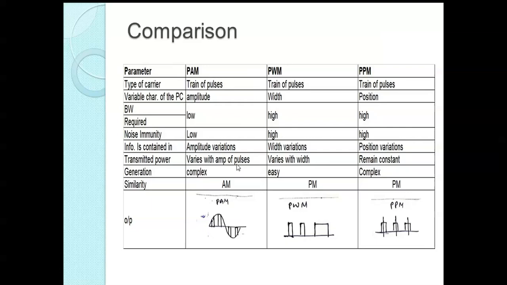So the amplitude varies, the width varies, and the position varies. Here it varies with the amplitude of the pulse, here with the width, and here the amplitude remains constant, only the position changes. The generation is complex here, the width one is easy, and this one is complex. Similarly, amplitude changes you can call AM, and this is pulse modulation. This is a simple diagram of the wave. Thank you.